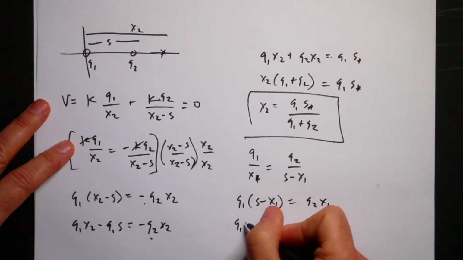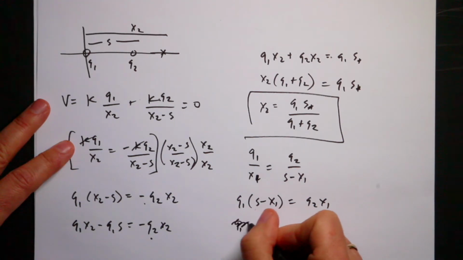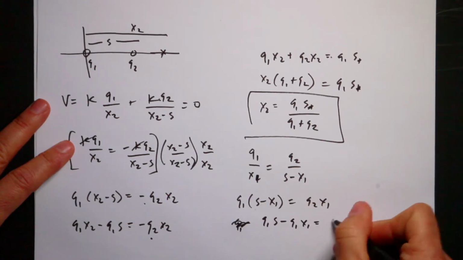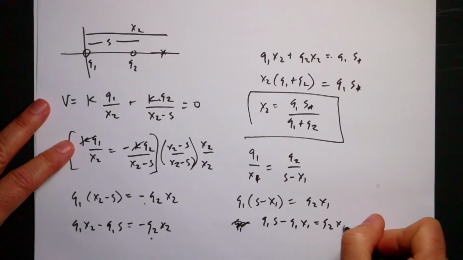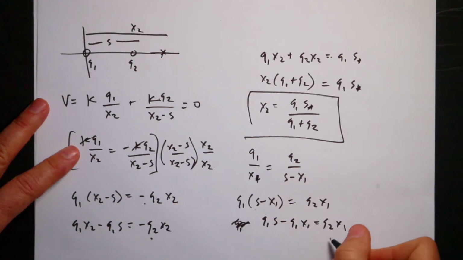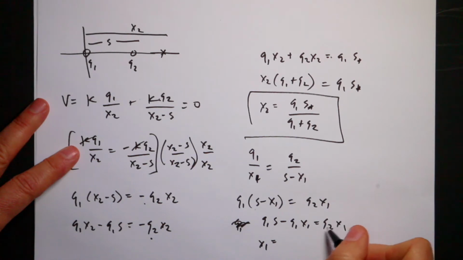So I get q1 minus q2. No, this is multiplied out. I get q1s minus q1 x1 equals q2 x1. Let's add that to both sides. So I get, I'm running out of space here, and I want to solve it, so I get x1 is going to be equal to, add that to both sides, so q1 plus q2, I get q1s divided by q1 plus q2. It's the same thing.